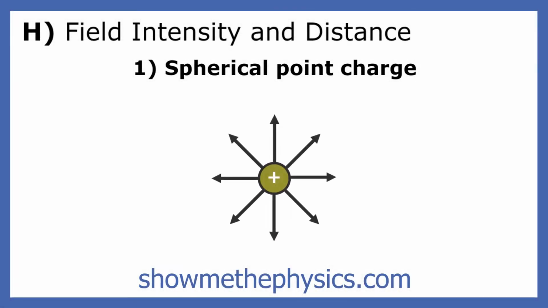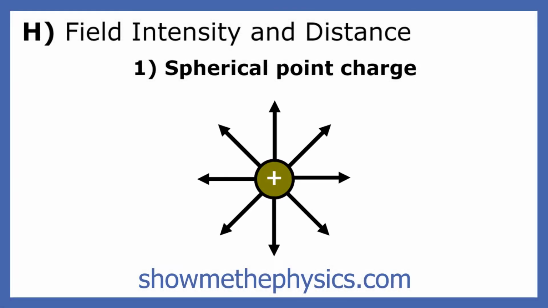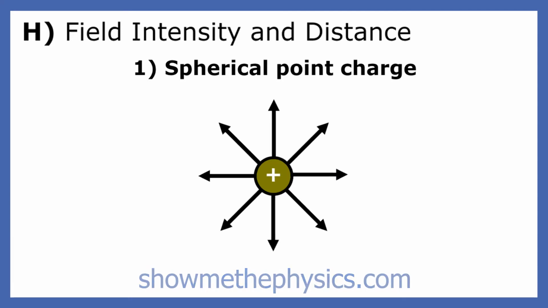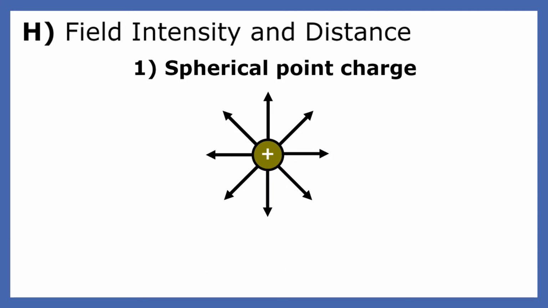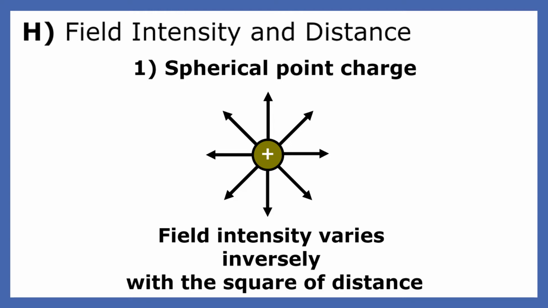The intensity of an electrical field around a single charged object depends on the distance from the charge and the charge's geometry. The intensity of an electrical field around a single spherical body varies inversely with the square of distance. So when you're twice the distance from a charge, the electrical field intensity will be quartered.